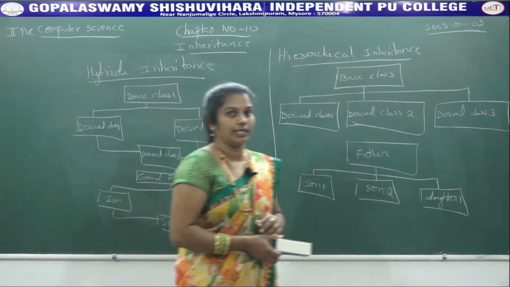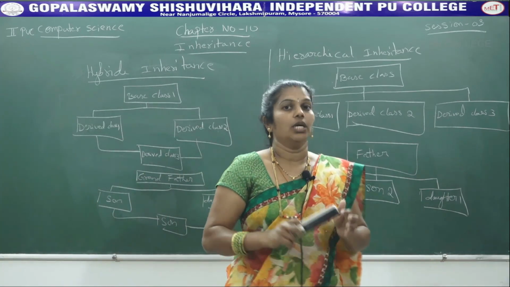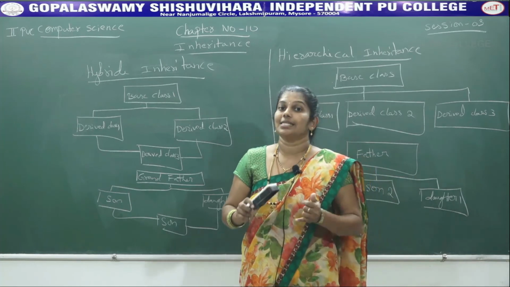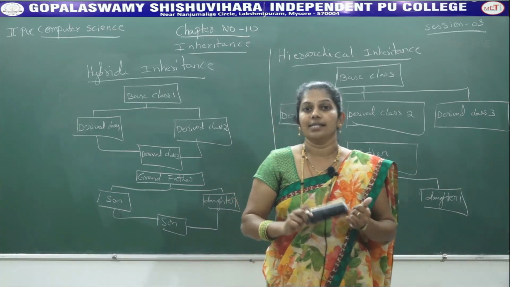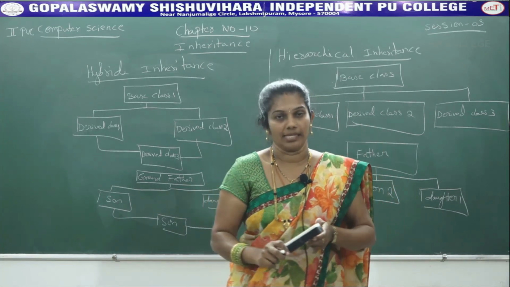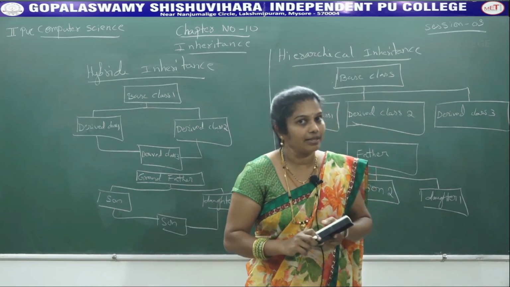Once again I will recall all these things. When we come to inheritance, there are 5 types of inheritance. The first one is single level inheritance: only one base and only one derived class. That is nothing but single level inheritance.